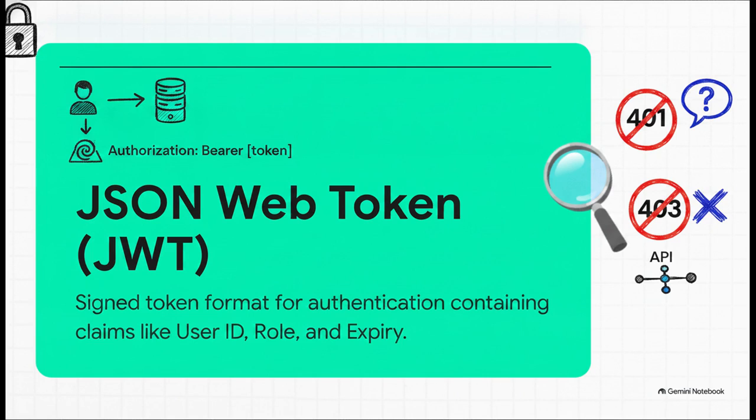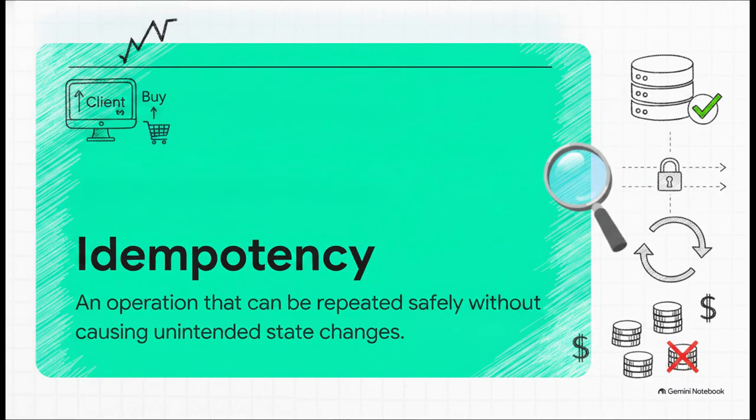Oh, and quick tip for your API design, make sure you know your error codes. A 401 unauthenticated is essentially the server saying, wait, who are you? But a 403 forbidden, that means, oh, I know exactly who you are, but there is no way I'm letting you do that. So the crucial point here, and this is something that will literally save your job, is idempotency.